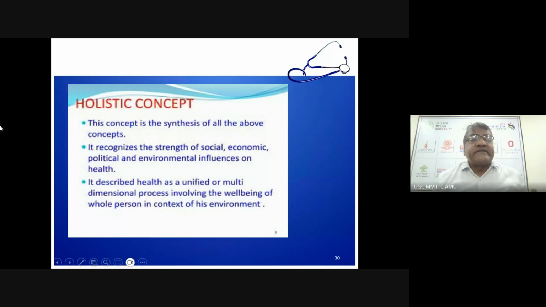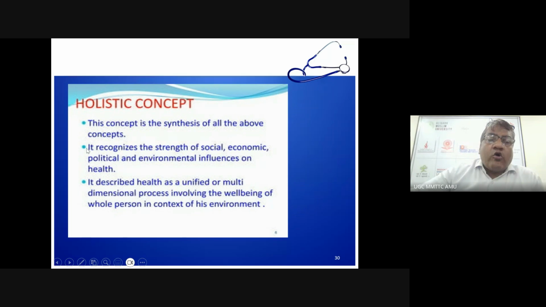The holistic concept is a synthesis of all the above concepts. It recognizes the strength of social, economic, political, and environmental influences on health. What does the holistic concept do? It recognizes the strength of social, economic, political, and environmental influence on health.